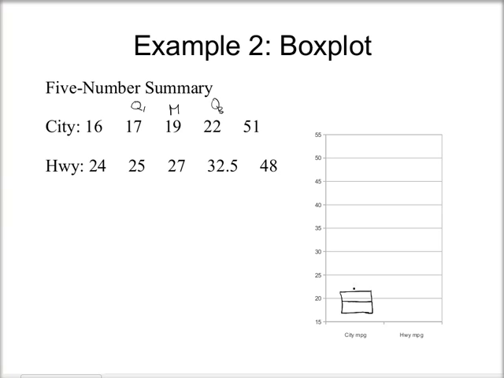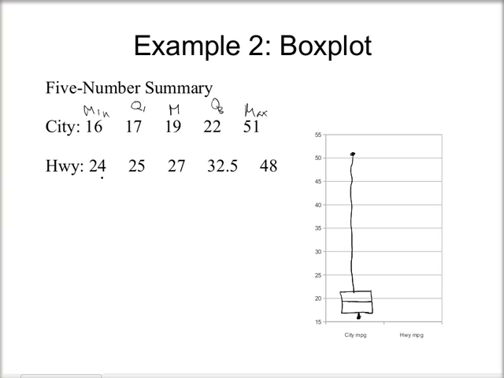Next, I need to make the lines extending up to my maximum and going down to my minimum. So my minimum is 16, which is right here. I've just got a tiny line coming out of the bottom going down to 16. My max is all the way up here at 51. So I've got a long line coming out of the top. Sorry, it's a little crooked. So there's my box plot for city miles per gallon.